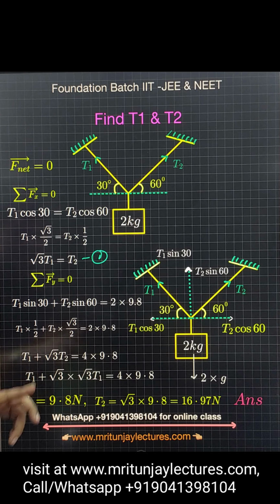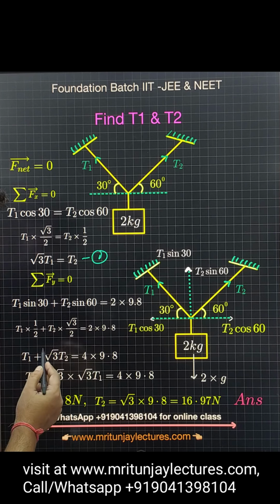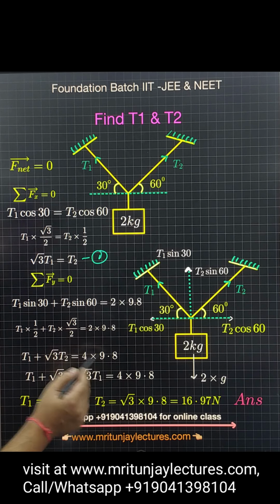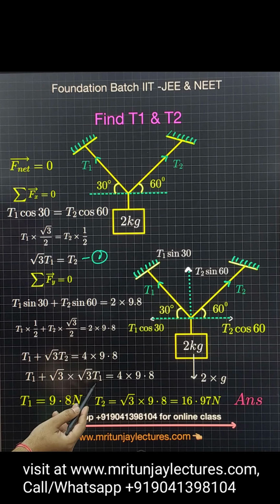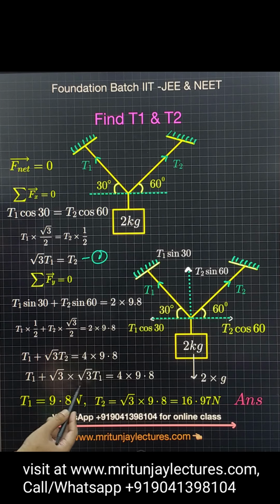After that, multiply by 2 on all sides, then we get T1 plus root 3 T2 is equal to 4 times 9.8. Now replace T2 with root 3 T1, then we get T1 plus 3 T1 is equal to 4 times 9.8. So that is 4 T1 equal to 4 into 9.8. The 4 cancels, and we get T1 equal to 9.8.